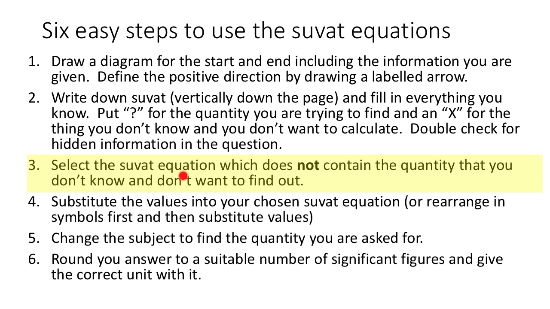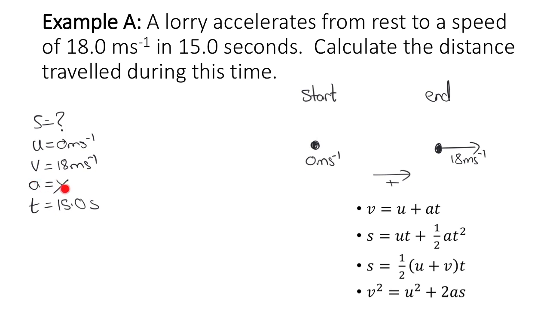Step 3 is to select the equation which doesn't contain the quantity we don't know and we don't want to find out. We put a cross by acceleration, because we don't know the acceleration and we're not asked to find it out. So we need to look through the equations and find the one which doesn't contain that, which in this case is s equals a half (u plus v) times t.